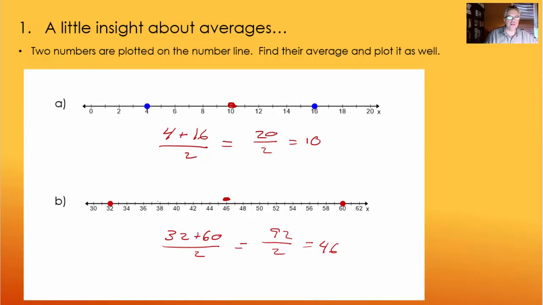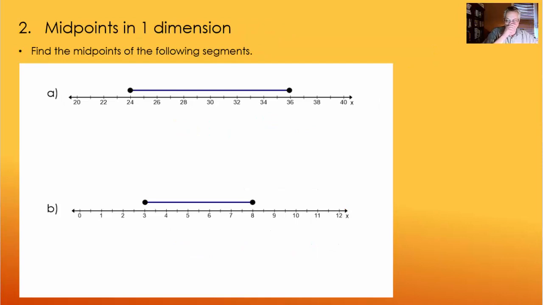Okay, well, this can help us to find the midpoint of a segment. This is really the same idea. This time we have a segment. One endpoint is at 24, and one endpoint is at 36, and our direction is to find the midpoint. Just from looking at it, it looks like it's 30. But let's find it by finding an average.